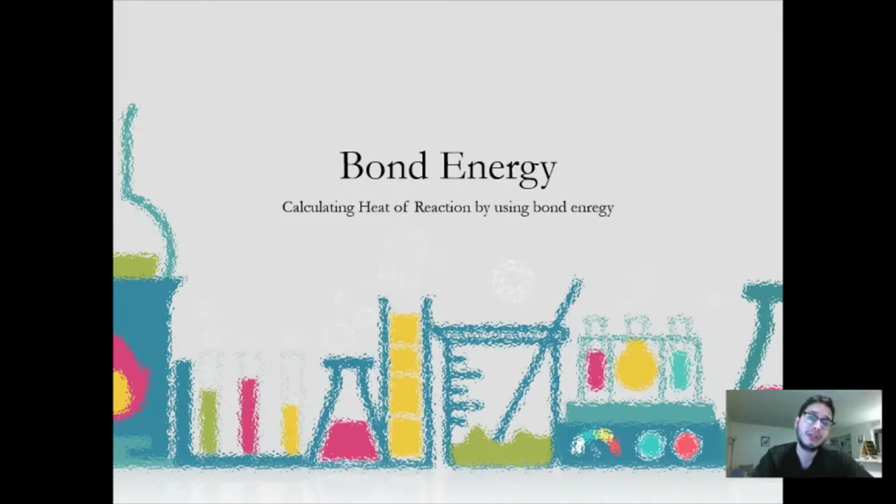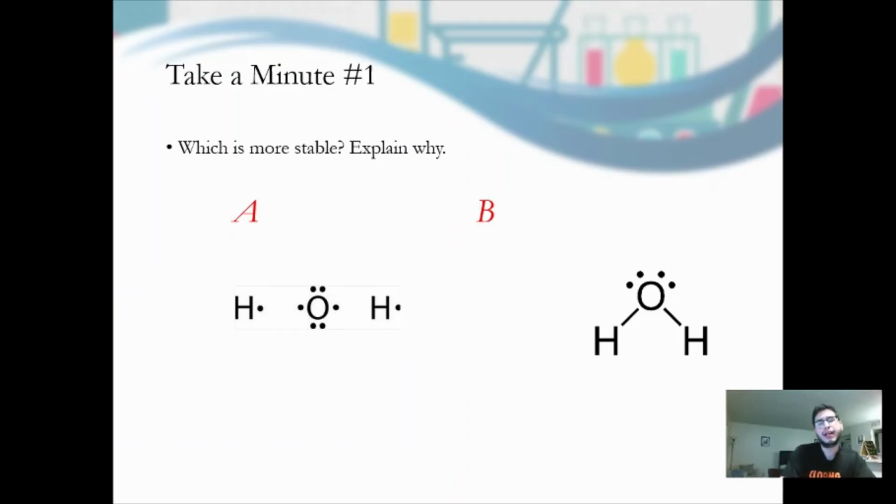And we will start with something that I want you to think about. So I have A and B. In A, I have two hydrogen atoms and one oxygen atom that are not bonded to each other. And in B, I have H2O, and H is bonded to the oxygen. So which one do you think is more stable? Do you think water prefers to exist without any bonds, or does it prefer to have bonds? So just take a minute.